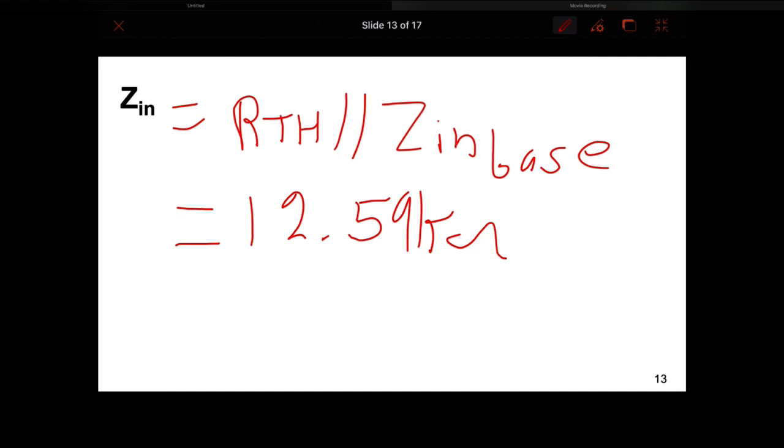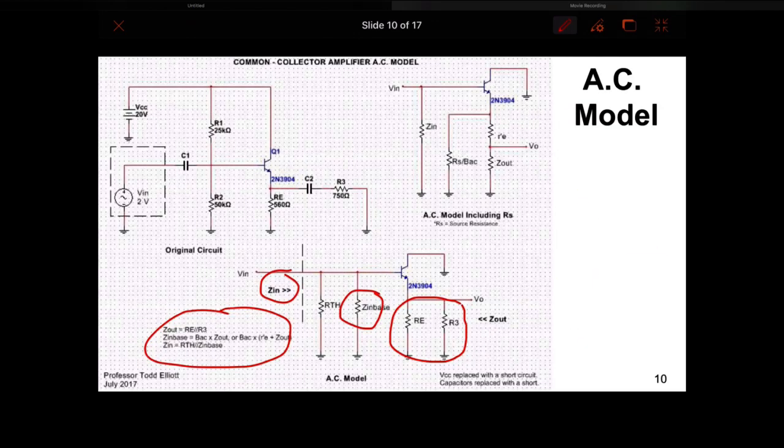Z in equals 12.59 k ohms. And just go back a couple of slides. So you can see then Zin is just simply these two things, so it's a little messy, in parallel with one another. Okay, all right, so everything else looks good.